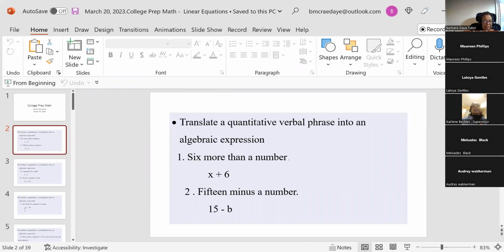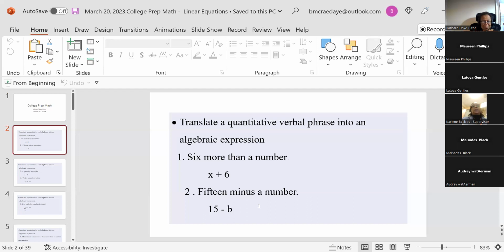Now translate the verb or phrase into an algebraic expression. 6 more than means plus, right? So that will just be x plus 6 or 6 plus x. Same thing, right? 15 minus a number means subtract some number from 15. We call it that number B.